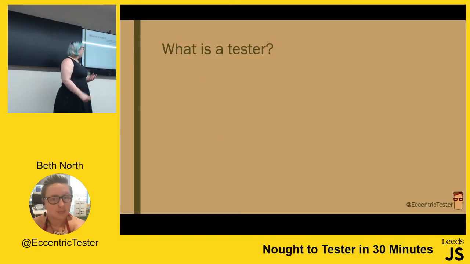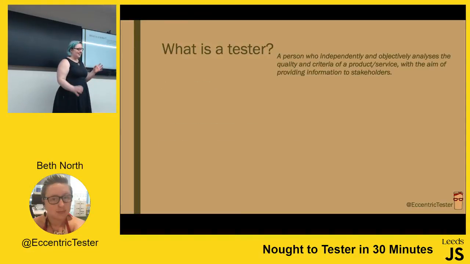So starting off, what is a tester? An official definition is a person who independently and objectively analyses the quality criteria of a product with the aim of providing information to stakeholders. Stakeholders being developers, project managers, or general higher up business. So when they're communicating, they'd have to cater what they're talking about to explain what they're doing.